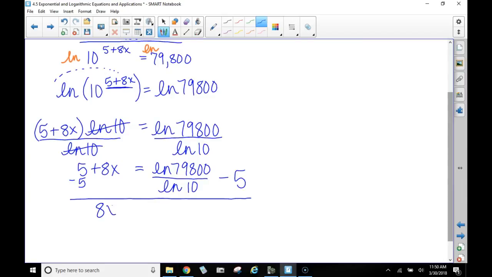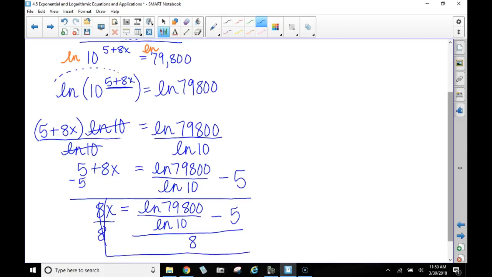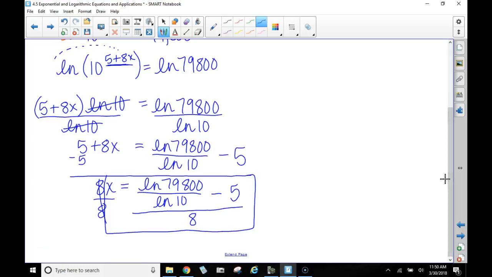Then we will have 8x equals the natural log of 79,800 divided by the natural log of 10 minus 5. And then divide both sides by 8 to solve for x. Divide each of those two terms by 8, or the whole side by 8. And there is our exact answer for x, which they probably want us to get an approximation of. And let's go again to 4 decimal places.